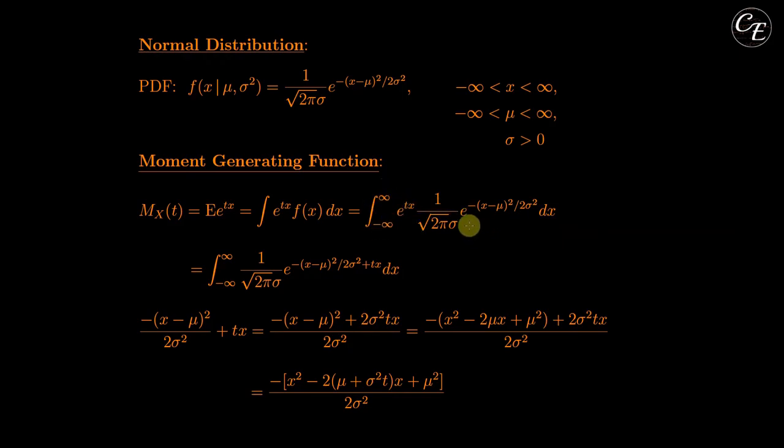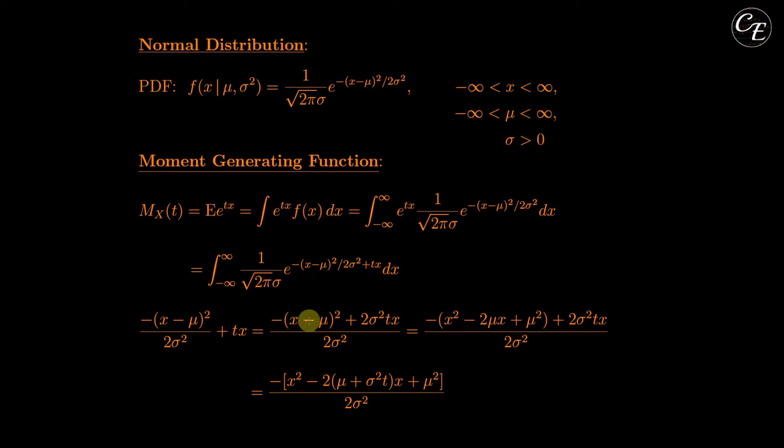Then let us combine both exponentials. So we have e raised to negative x minus mu squared over 2 sigma squared, plus tx from here. Then let us combine both terms using the common denominator 2 sigma squared by multiplying the numerator and denominator of tx. So we have negative square of x minus mu plus 2 sigma squared times tx, over the common denominator 2 sigma squared.